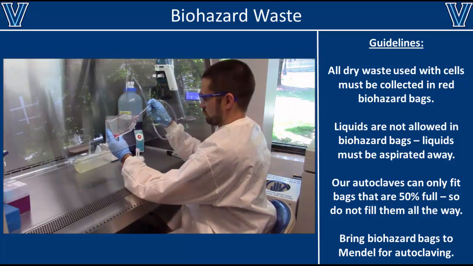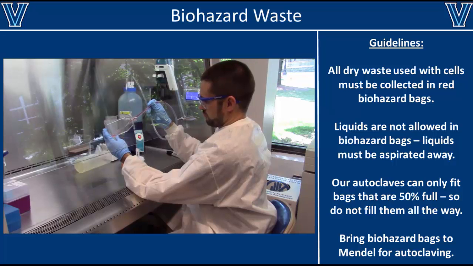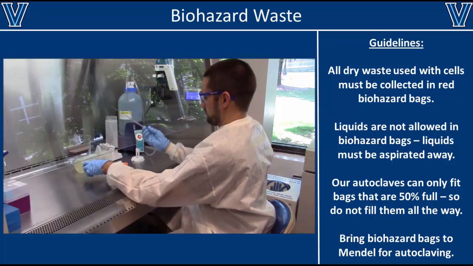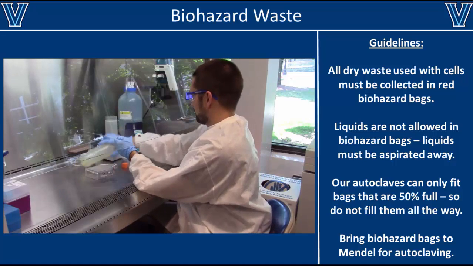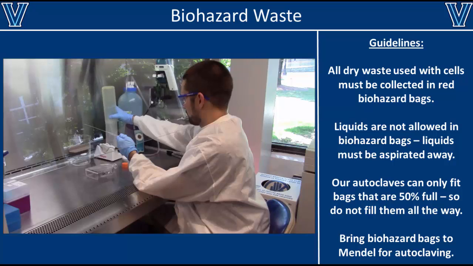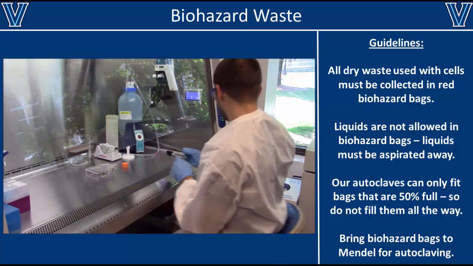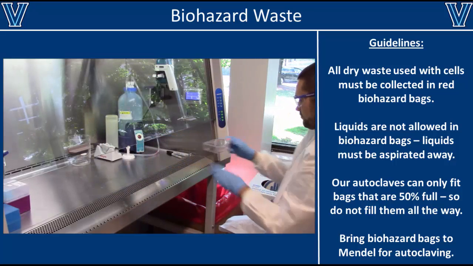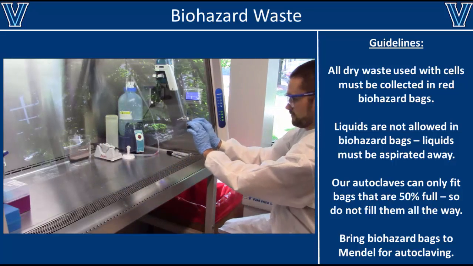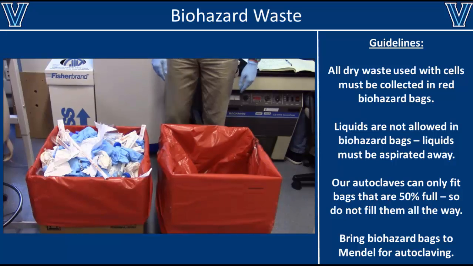If you generate any biohazardous waste that contains a liquid, that liquid must first be removed before you can use the biohazard box. In this case, we're removing the cell culture media from a T75 cell culture flask before putting it in the red biohazard box. Also note that the Pasteur pipette I used was glass, so it has to be disposed of in the glass waste box.